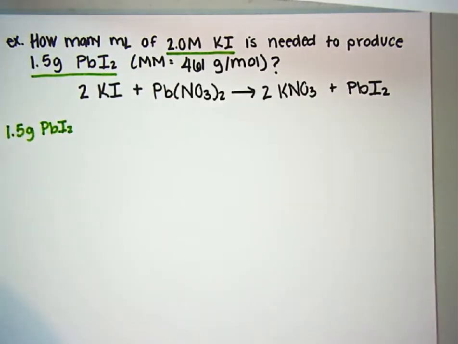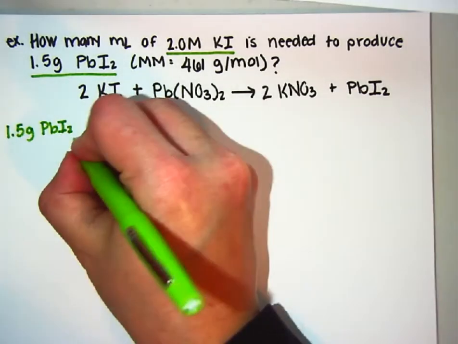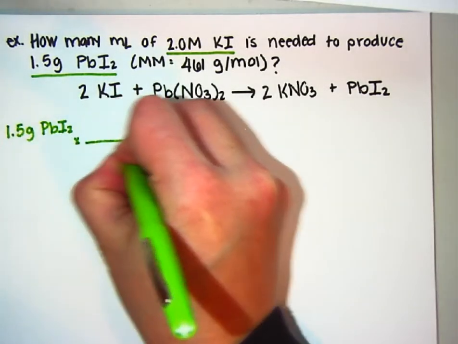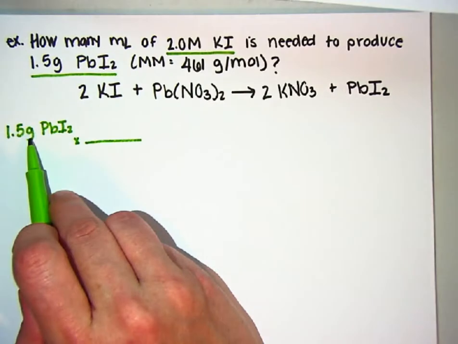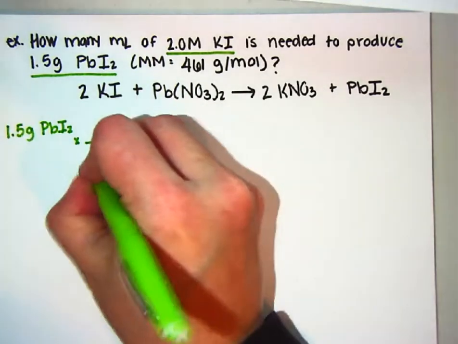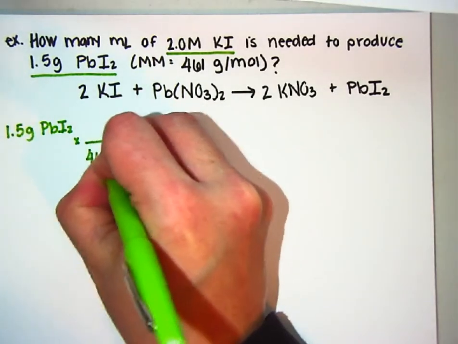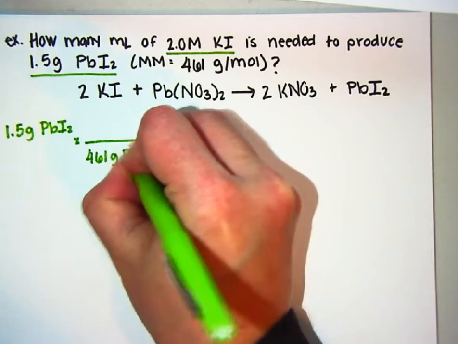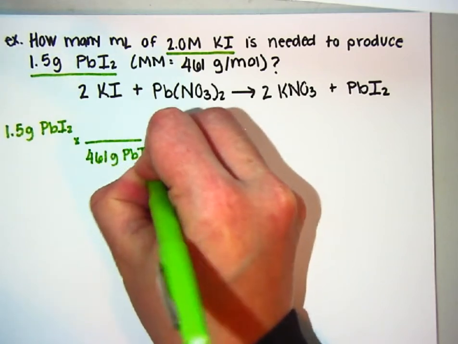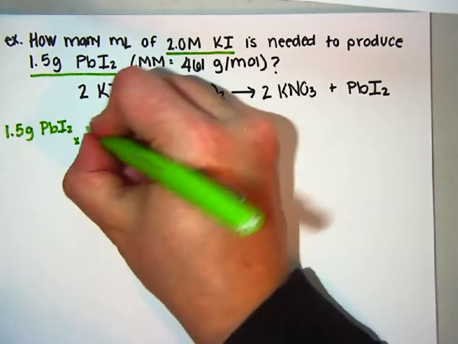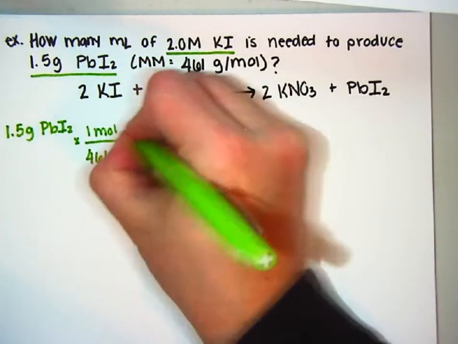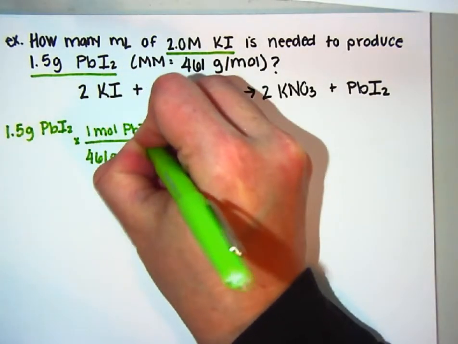If we're starting with grams, the only thing we can do is plug in molar mass to get to moles. Since grams are in the numerator, I know I need grams in the denominator because I need that unit to cancel out. I have 461 grams in every 1 mole of lead 2 iodide.